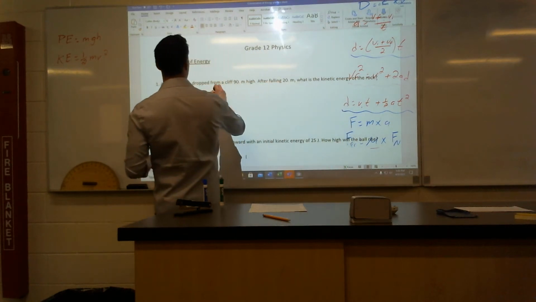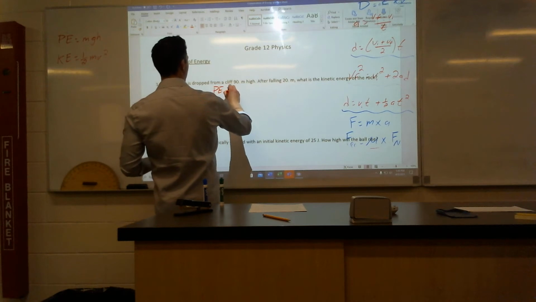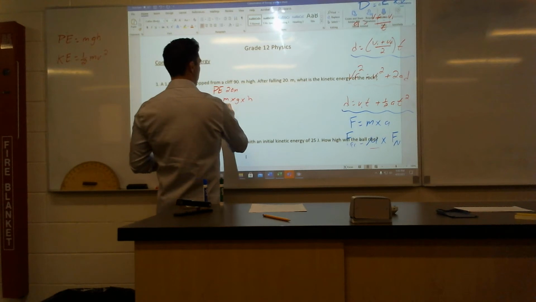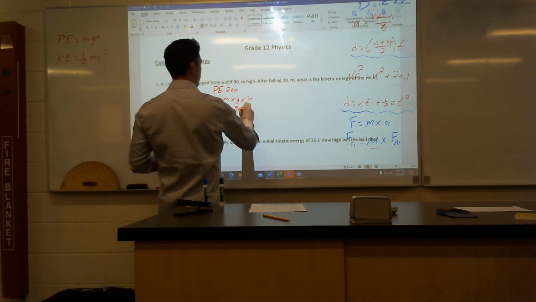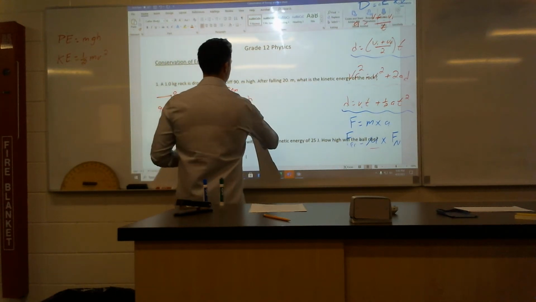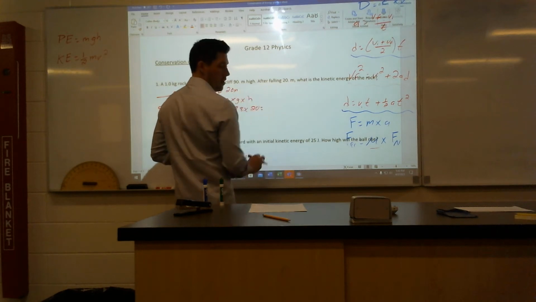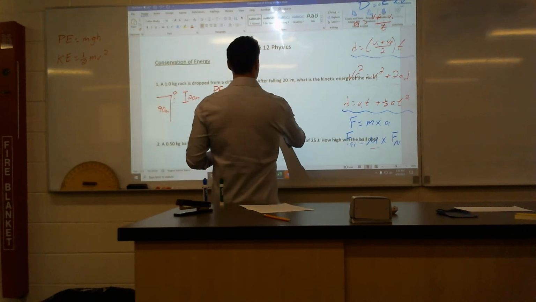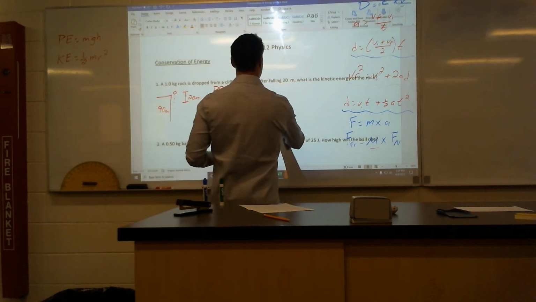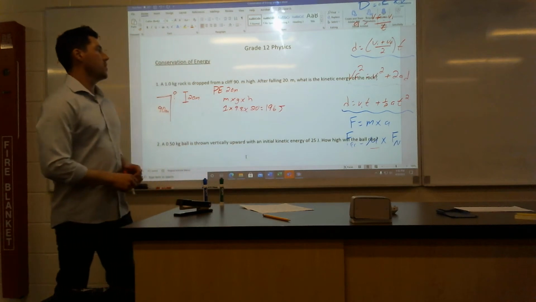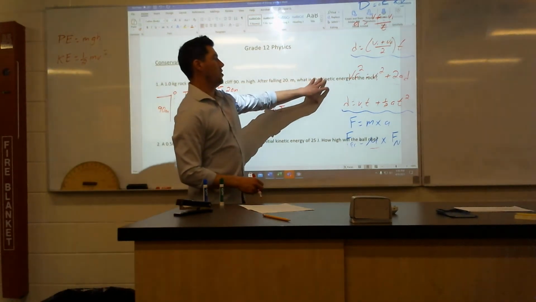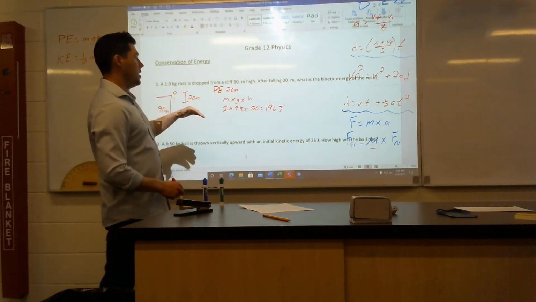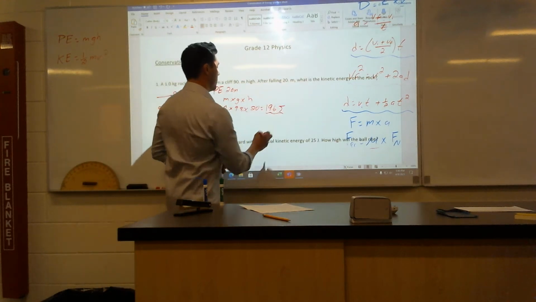I'm going to find the potential energy at 20 meters. So I have to go mass times gravity times height: 1 times 9.8 times 20. My potential energy is 196 joules. So it says, what is the kinetic energy of the rock? Well, the kinetic energy after 20 meters is going to be this 196.